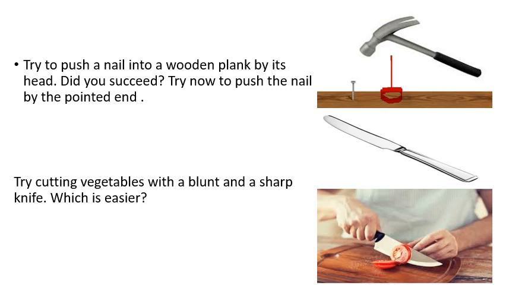Now whenever you are cutting vegetables, you might have experienced that cutting vegetables with this kind of blunt knife, the task will be very difficult. And if you are cutting vegetables with this kind of knife, the task will be very easy. So you can see that the area over which the force is applied plays a role in making this task easier. So in the first case, the force is applied here in this small area so that we can easily make this nail move inside the wooden plank.